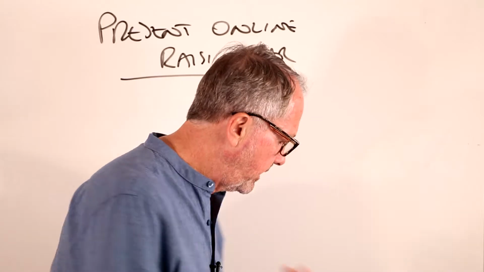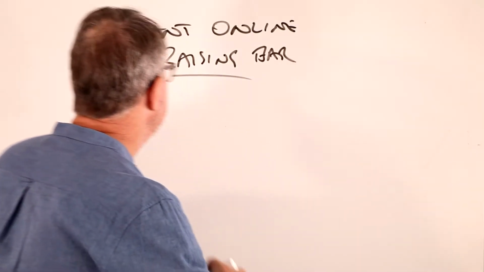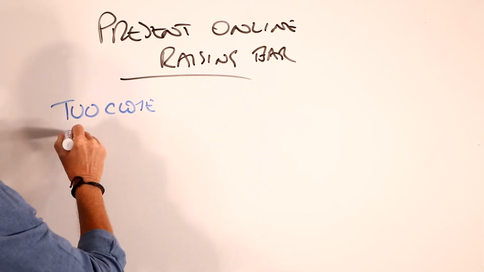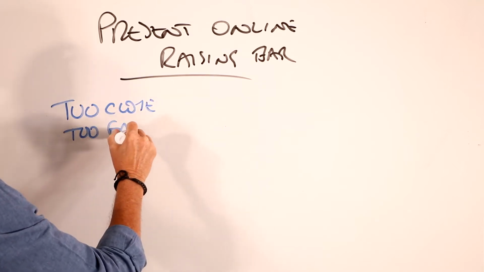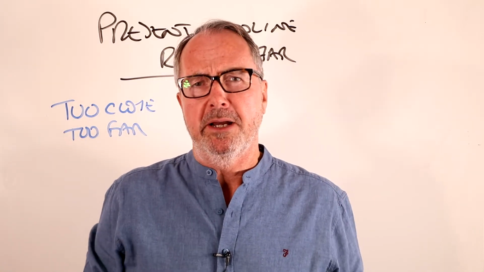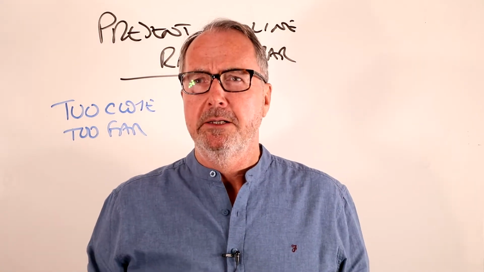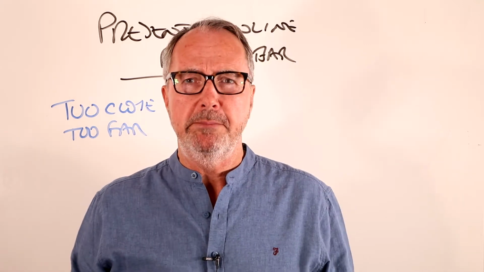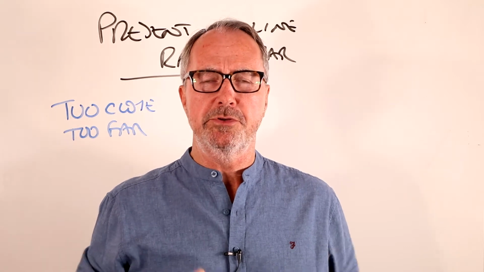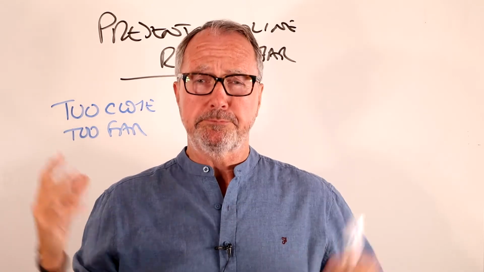The first one for you is too close or too far. Ooh, bit of a squeaky pen, that one, isn't it? Now, this is the argument about how close you get to the camera. Right now I'm on camera. You can see me quite clearly. You can see my shoulders and my head. I'm occupying the vast majority of the screen.